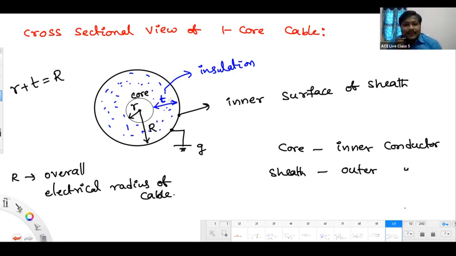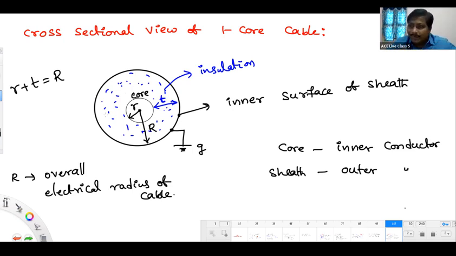Next, let's think in this manner. Particularly in cables, we are concentrating only on a few topics. First one, calculation of the insulation resistance of the cable. Second one, calculation of the capacitance of a single core cable. Then we check the electric field intensity at each and every point in the cable cross section. These are some topics we discuss in single core cables.